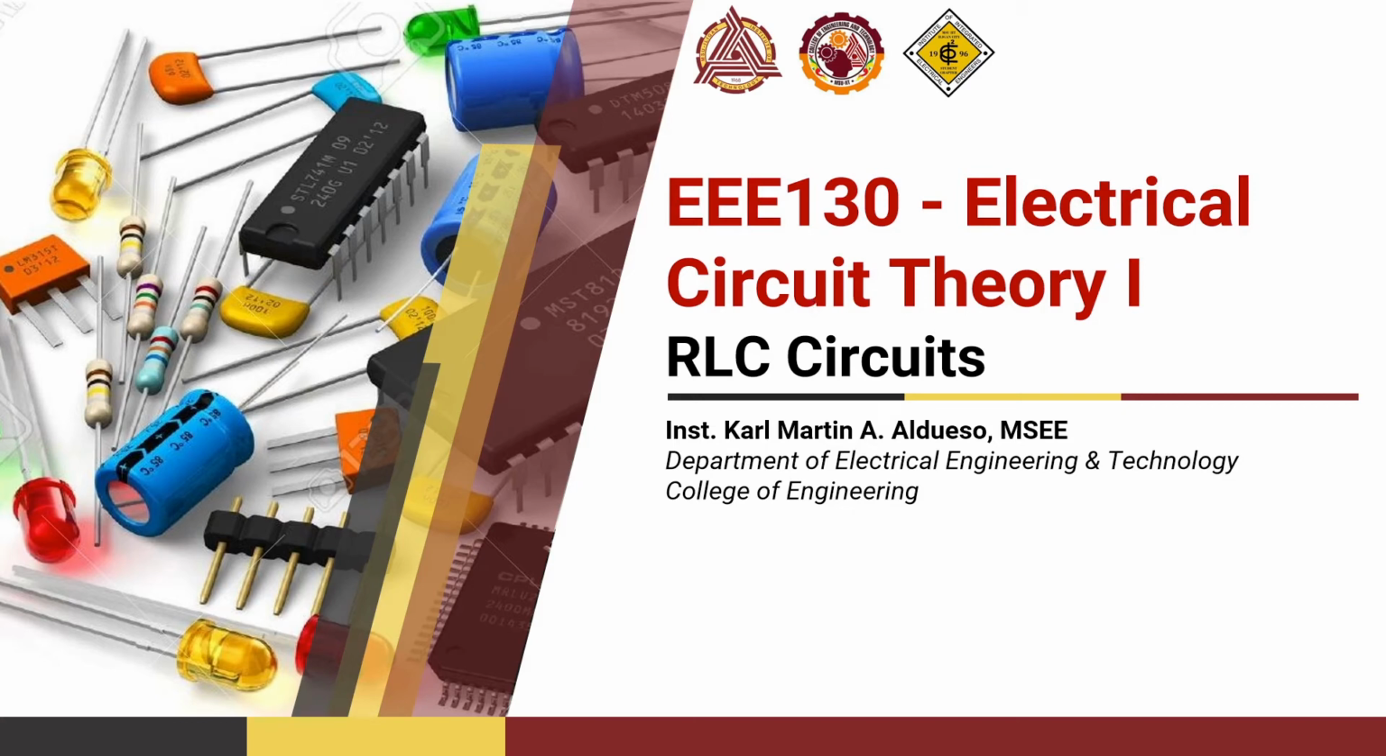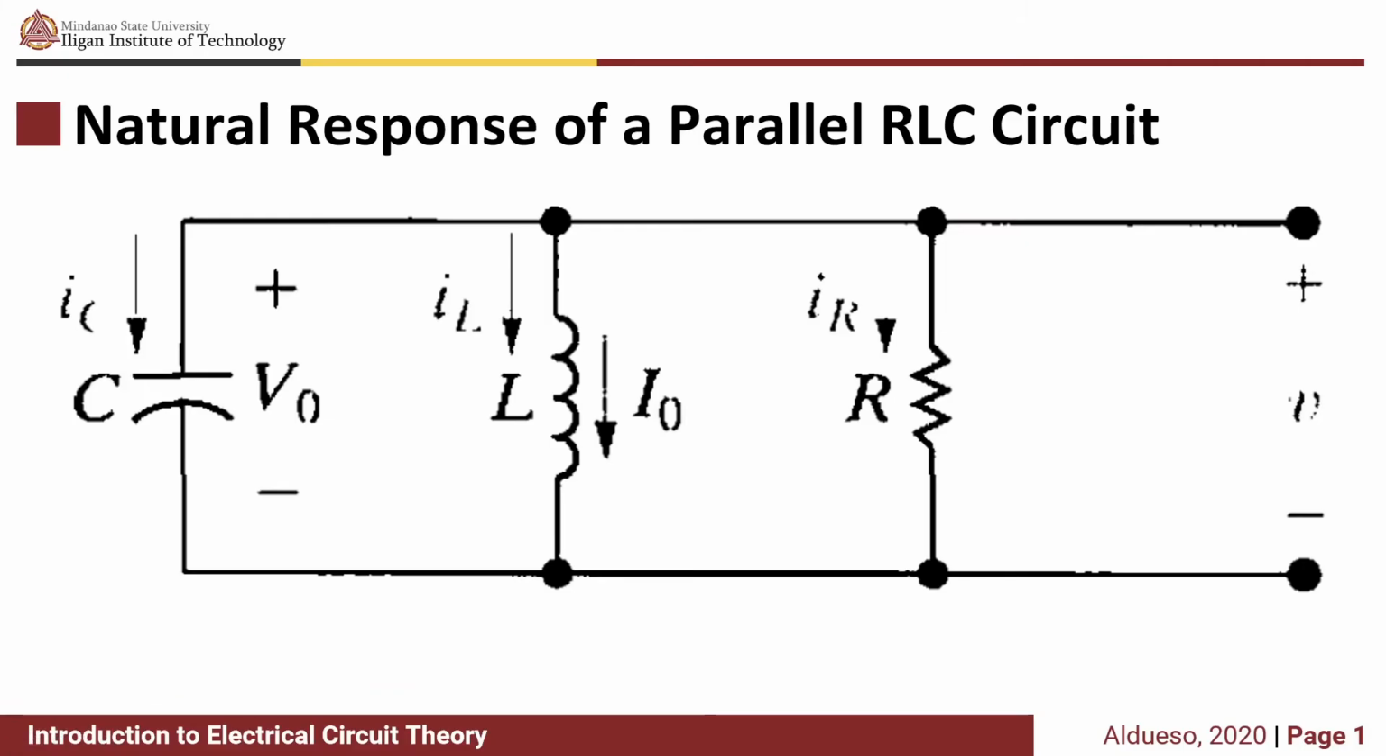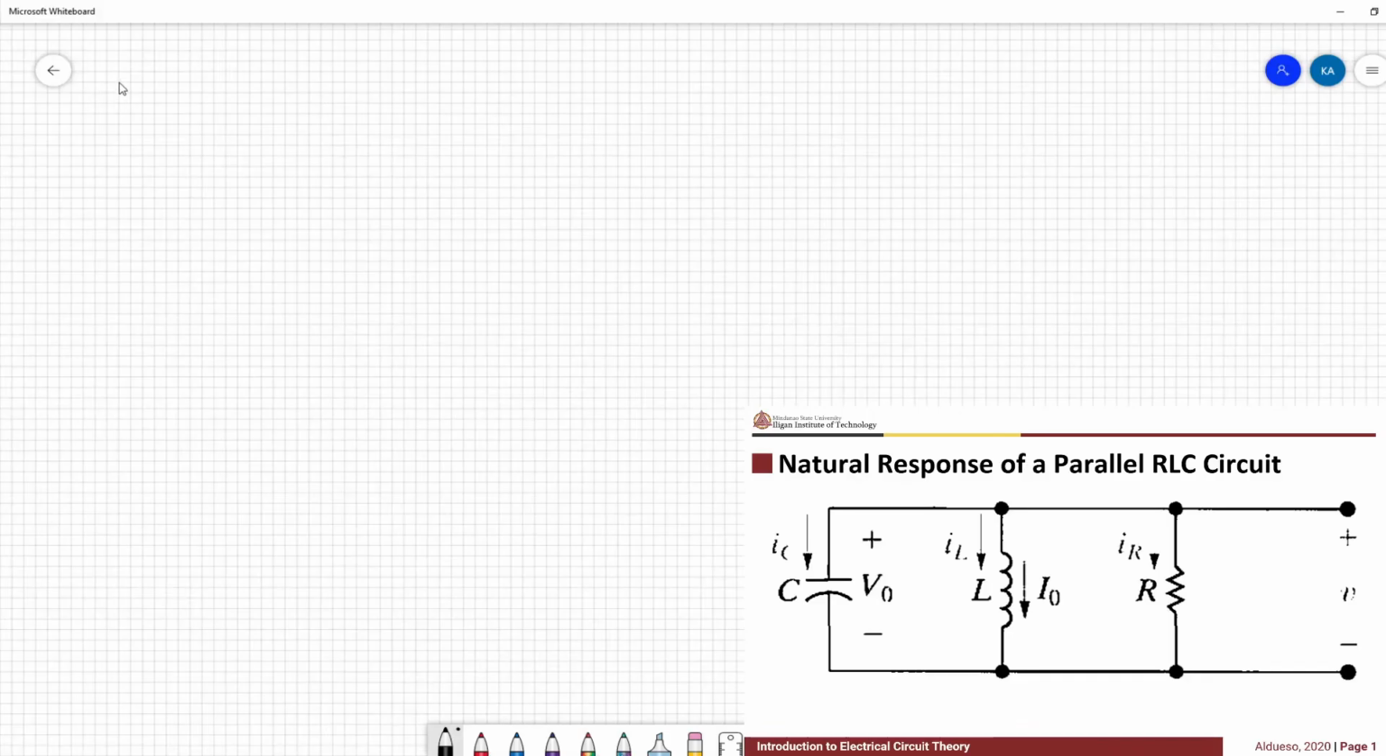To second order circuits, which are composed of a resistor, an inductor, and a capacitor, or RLC circuits. So first, let's talk about the natural response of a parallel RLC circuit. Applying KCL at the top node, we have IC plus IL plus IR equal to 0.